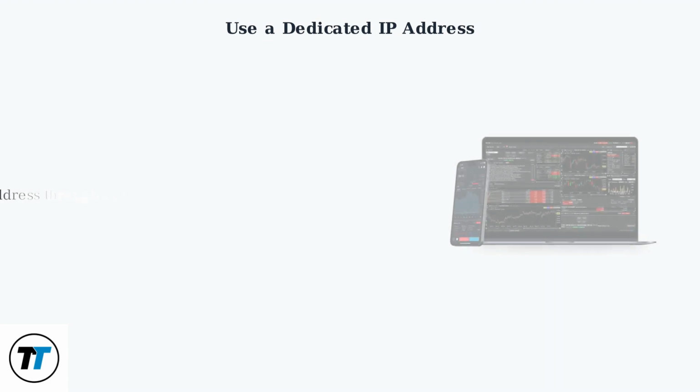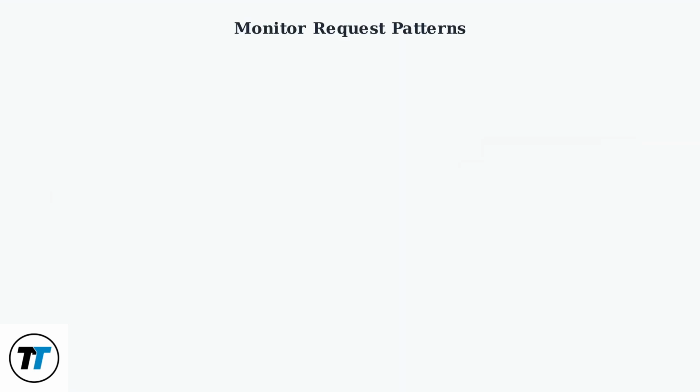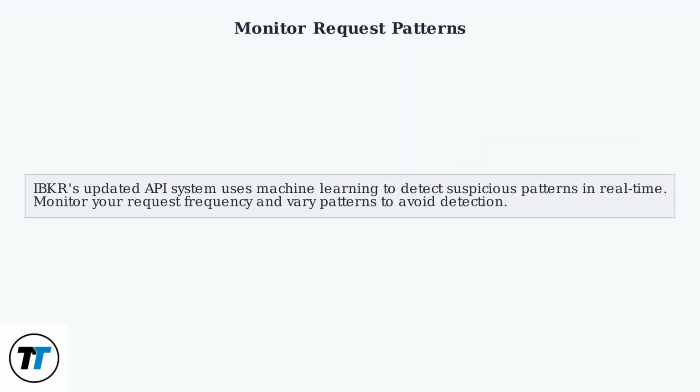Consider using a dedicated IP address. Shared IPs from VPNs or public networks can trigger blocks, so opt for a dedicated IP through cloud services to ensure consistent access. The updated API Access Control System uses machine learning to block IPs based on real-time behavioral analysis. Monitor your request patterns and avoid predictable sequences that could be flagged as automated threats.